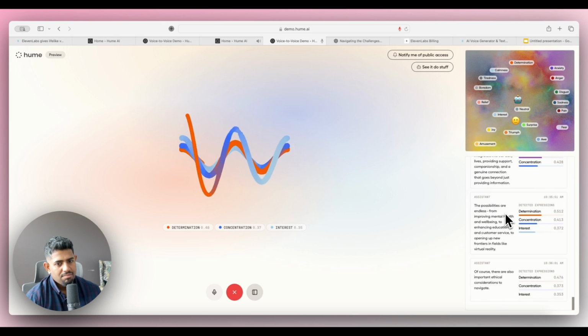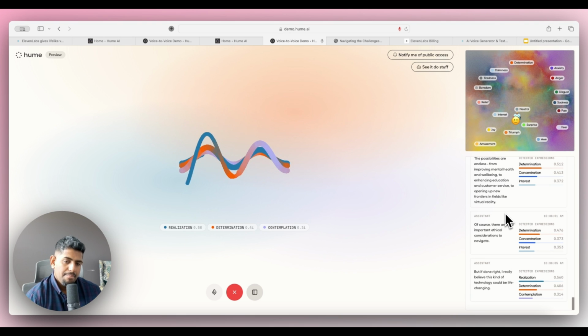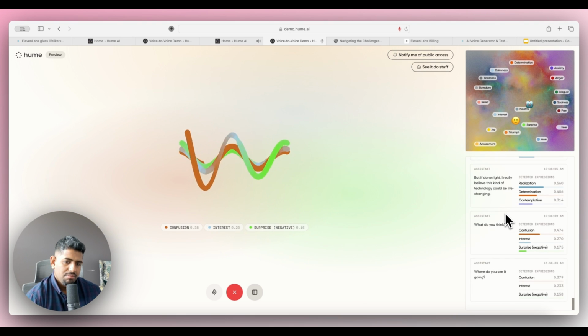Of course, there are also important ethical considerations to navigate. But if done right, I really believe this kind of technology could be life-changing. What do you think? Where do you see it going?